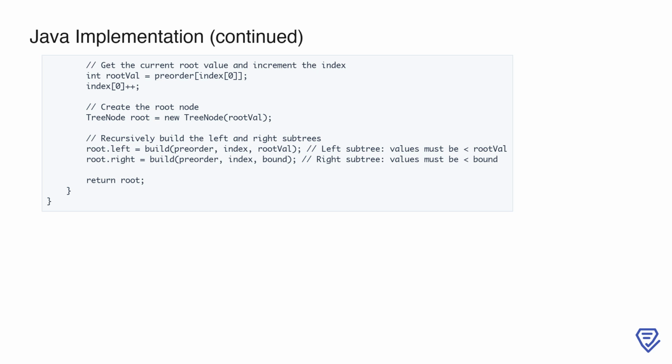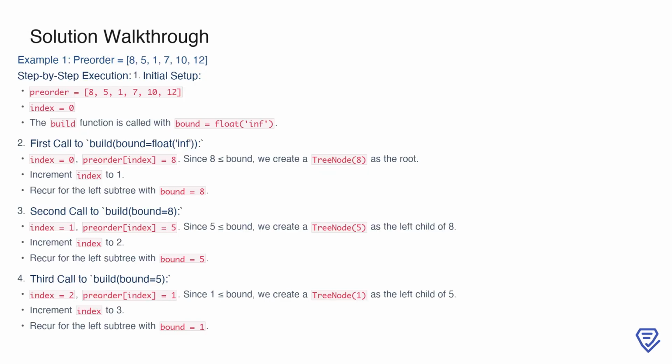To construct the binary search tree from the given preorder traversal, we begin by initializing the index to 0 and setting up the build function with an initial bound of infinity. The first call to build checks the value at preorder index, which is 8. Since 8 is less than the bound, we create a tree node with value 8 as the root and increment the index to 1. Next, we recursively build the left subtree of 8, updating the bound to 8.